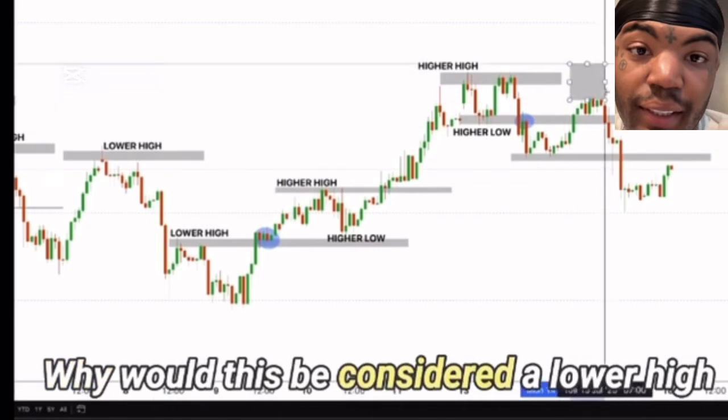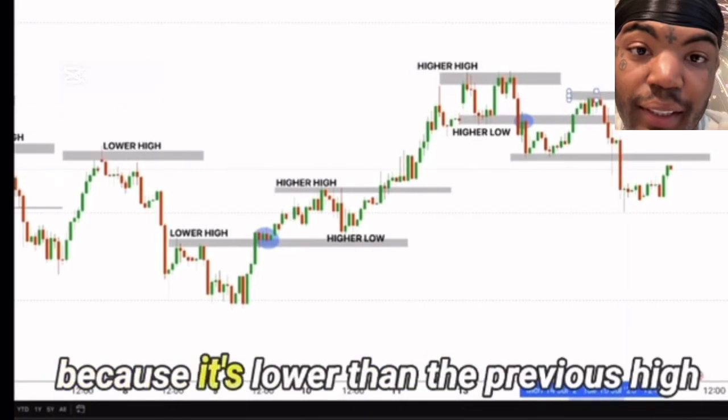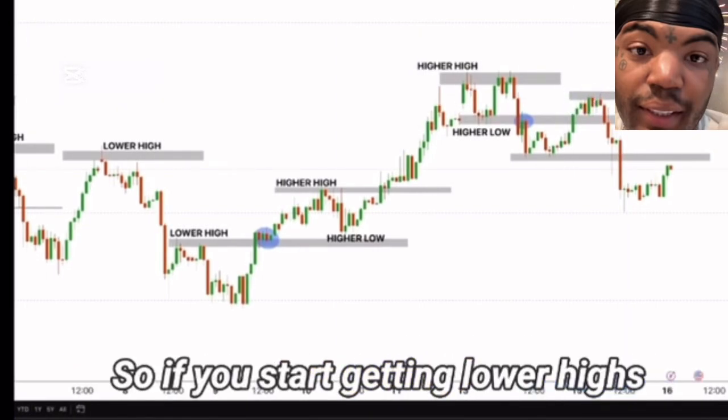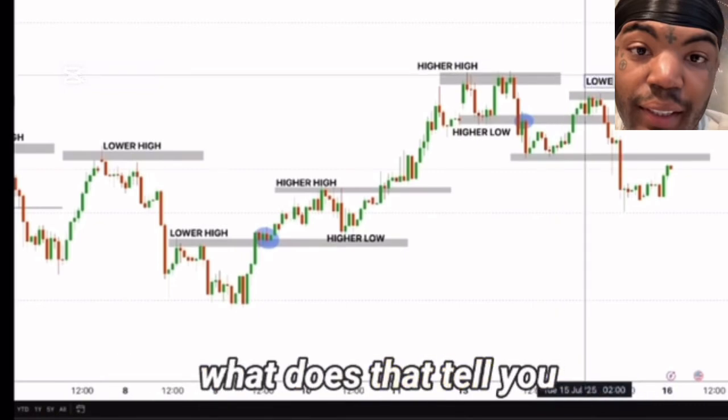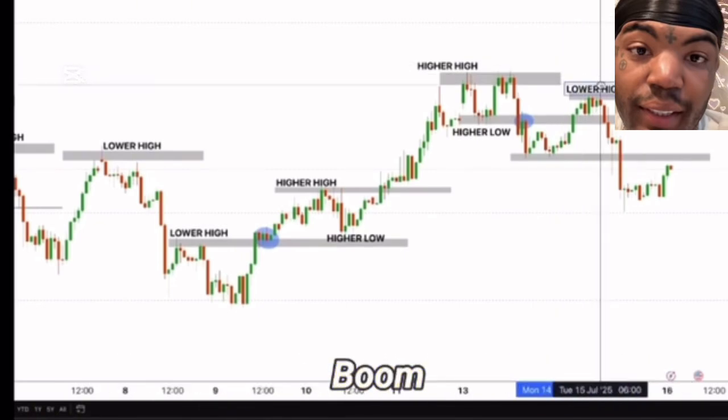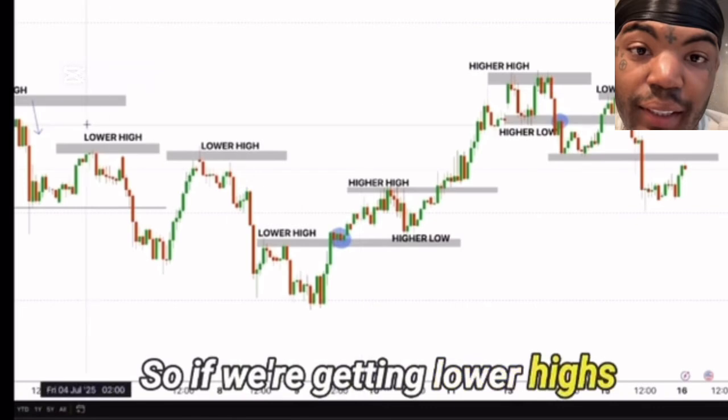Why would this be considered a lower high? Obviously, because it's lower than the previous high, right? So if you start getting lower highs, what does that tell you? So we're going to put this lower high, boom, put that right there. So if we're getting lower highs, what starts to happen?